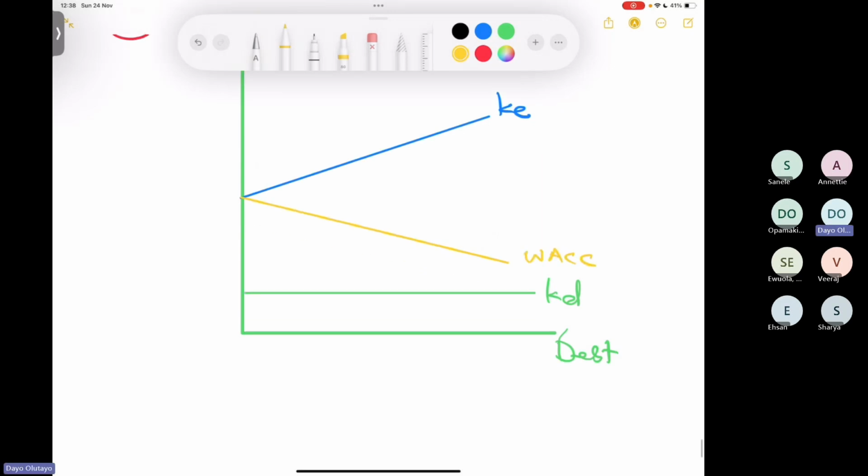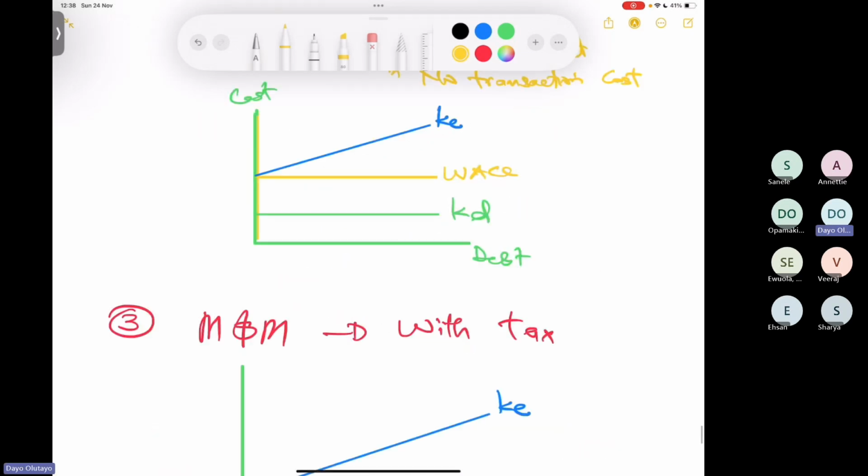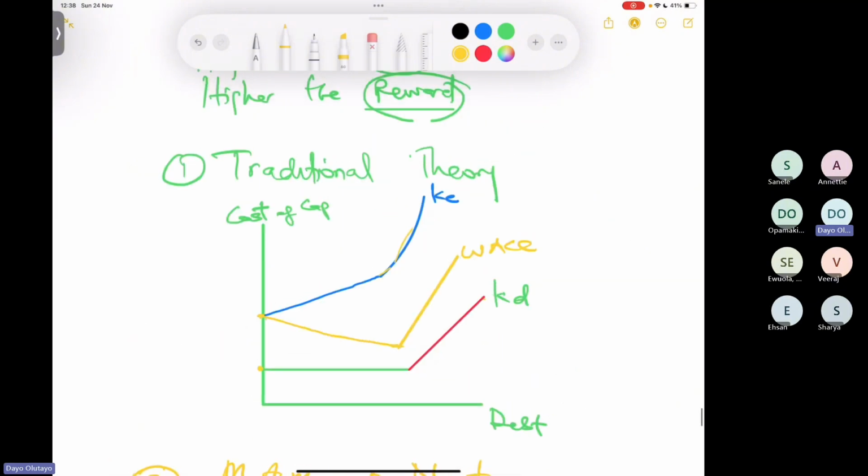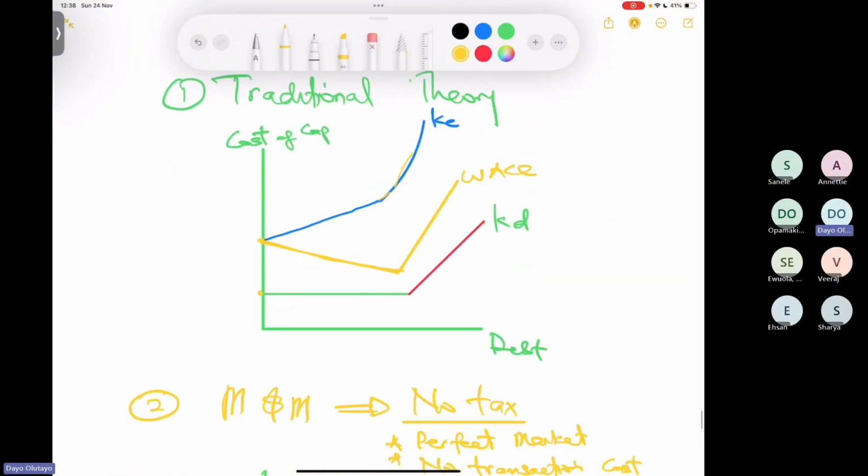So this is a theory that believes that you should maximize debt because they now believe that the more debt you take, the lower your WACC will be. Unlike traditional theory that believes that there will be a point whereby your WACC will start going up. Because in traditional theory, there is what you call the optimal point of debt, the optimal gearing, which is here.